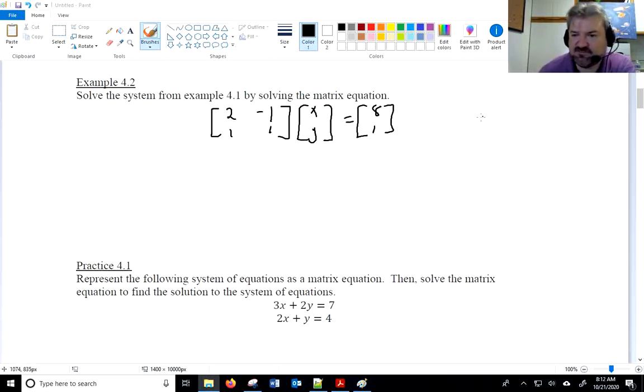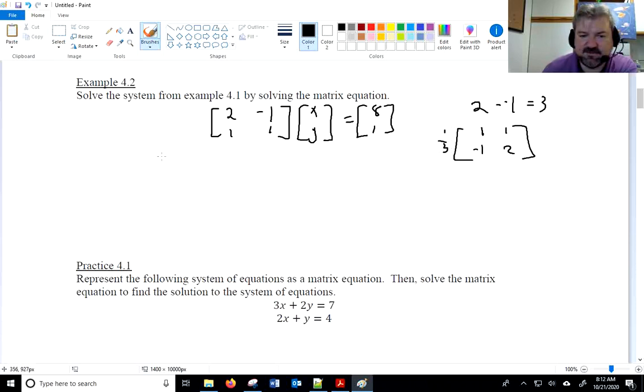Okay, so for the inverse of this matrix, I need to find the determinant. The determinant is 2 minus -1, so 3. All right, and then for the inverse, you flip-flop these two values and change the signs on these two. And that whole thing has to be multiplied by 1 over the determinant. So my inverse must be [1/3, 1/3; -1/3, 2/3]. And I'm going to multiply that by [2, -1; 1, 1].